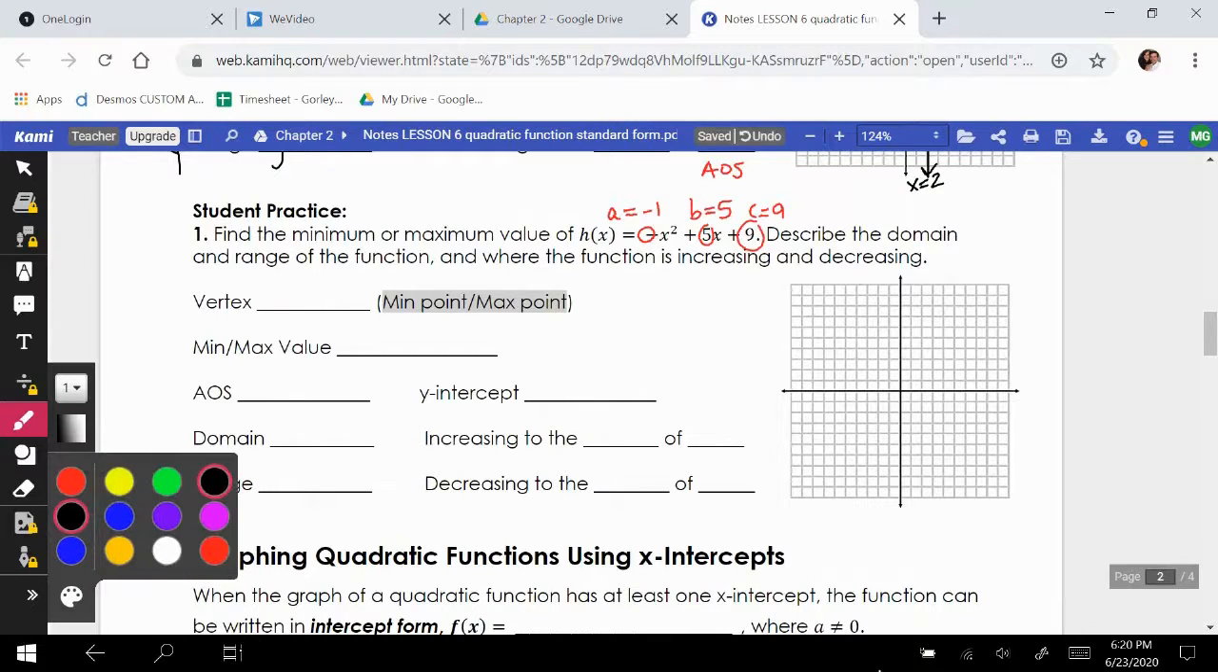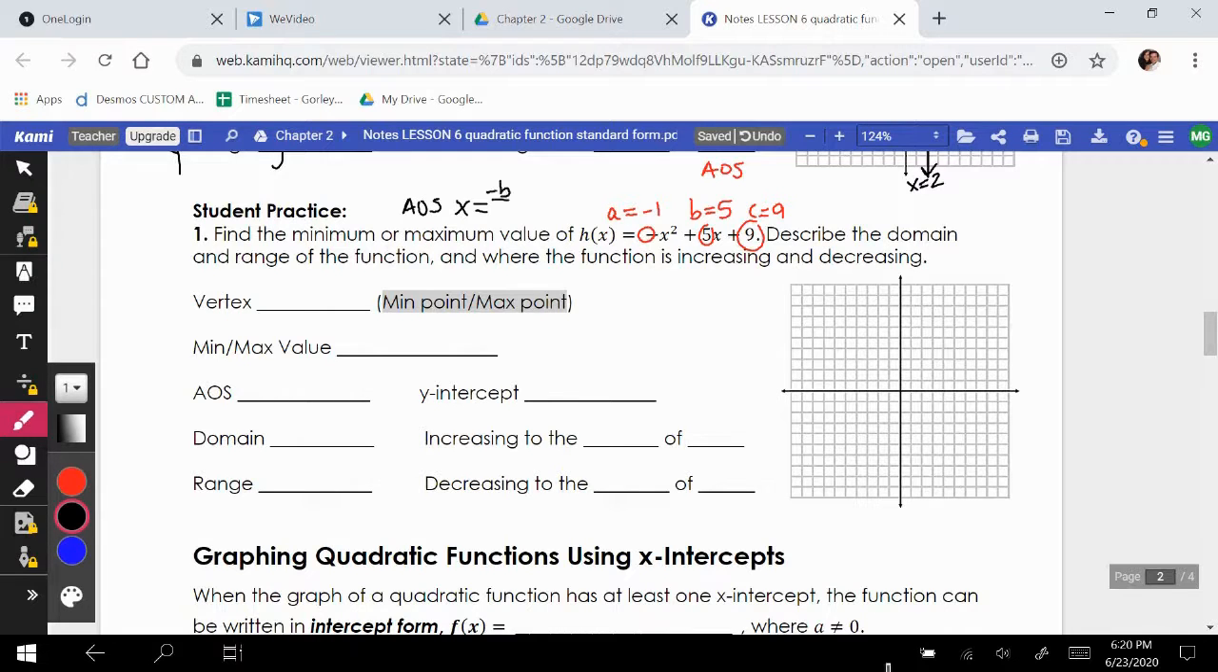Okay, again, the axis of symmetry is x equals negative b over 2a. Opposite of the b value would be negative 5, and the a value was negative 1. So we end up getting negative 5 over negative 2, which reduces to positive 5 halves. Because we're going to be graphing it, instead of putting x equals 5 halves, which is equivalent to 2.5, I'm going to put that instead.